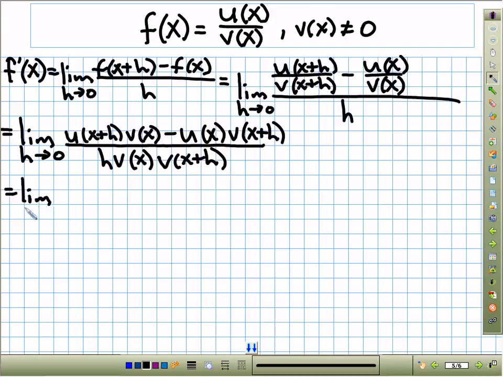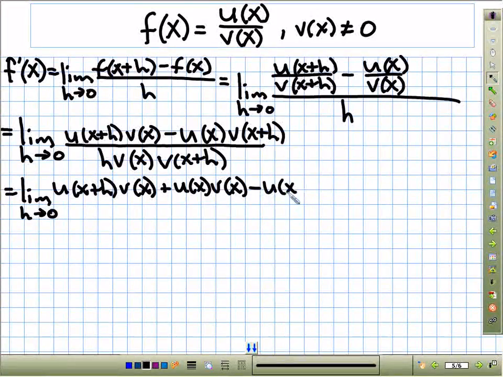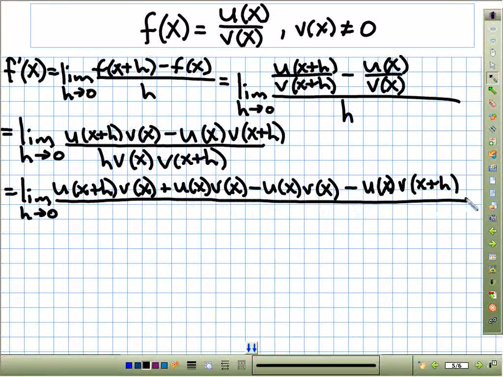I've got the limit as h goes to 0. Just rewriting, u of x plus h times v of x plus u of x v of x minus u of x v of x. Okay, so I just added it and subtracted it. Nothing wrong with that. Now, I've got minus u of x v of x plus h, all that over, of course, the denominator.